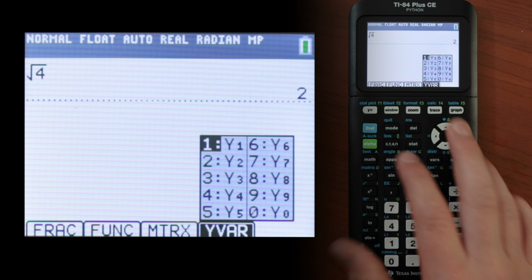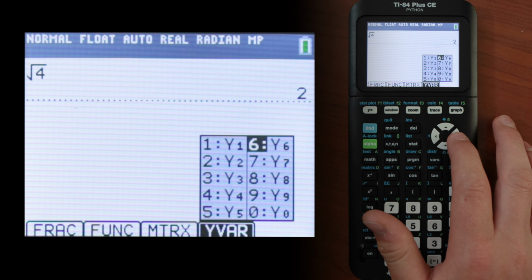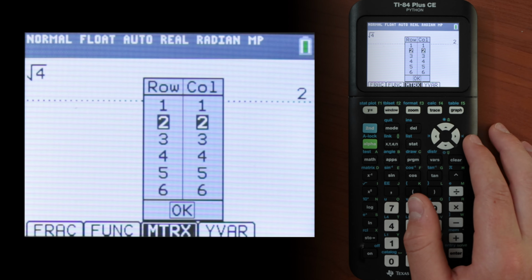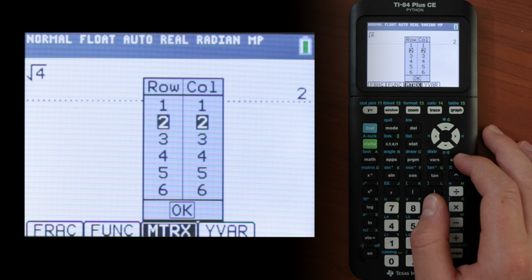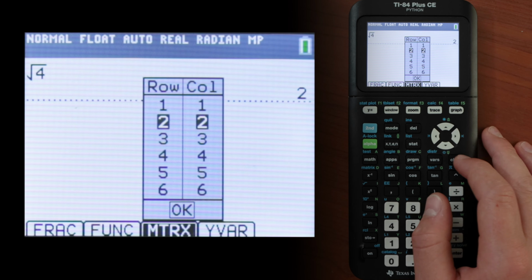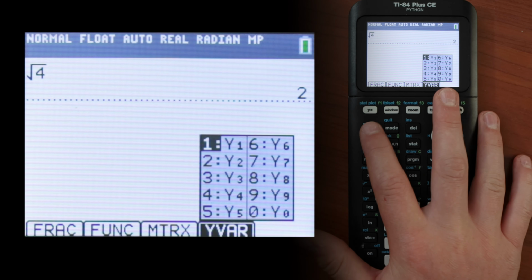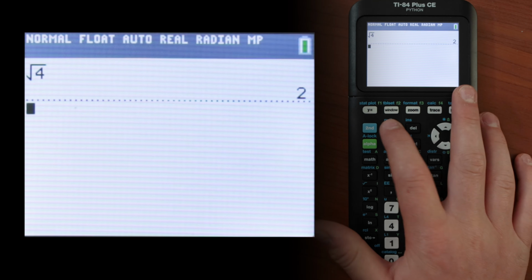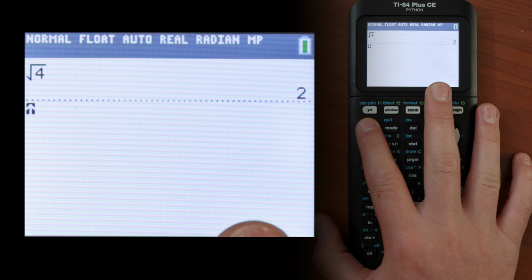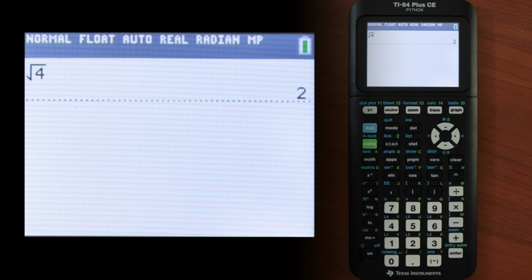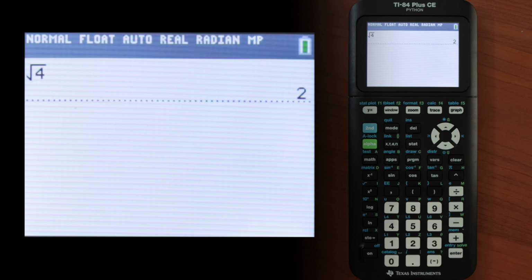I think it's good to know that if you're ever in any sort of page and you're wondering how you can escape, you can hit clear sometimes. That'll work. But what will always work is hitting second mode, or at the very least, just turning your calculator off. And then when you turn it back on, it'll refresh to the home page.